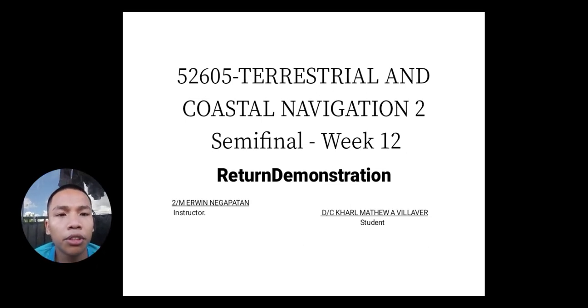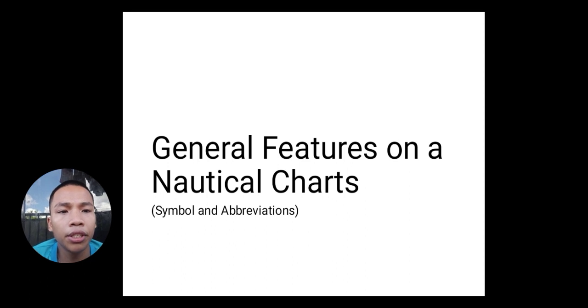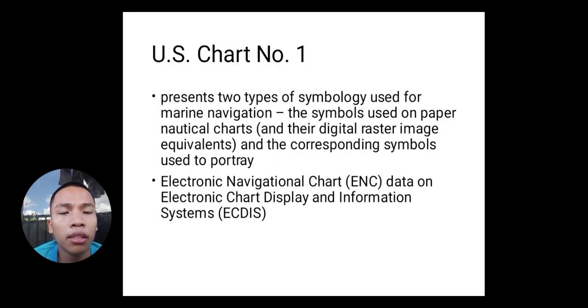I'm here to demonstrate the general features on nautical charts, symbols and abbreviations. US Chart Number 1 presents two types of symbology used for marine navigation: the symbols used on paper nautical charts and their digital raster image equivalents, and the corresponding symbols used to portray Electronic Navigational Chart or ENC data and Electronic Chart Display and Information Systems or ECDIS.